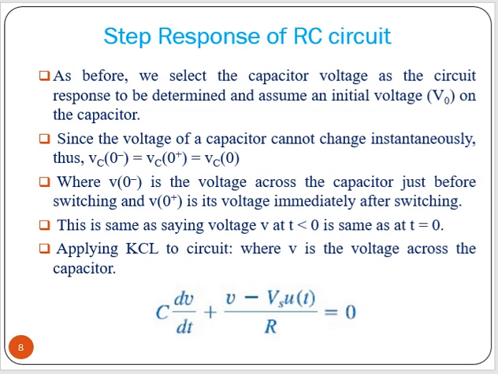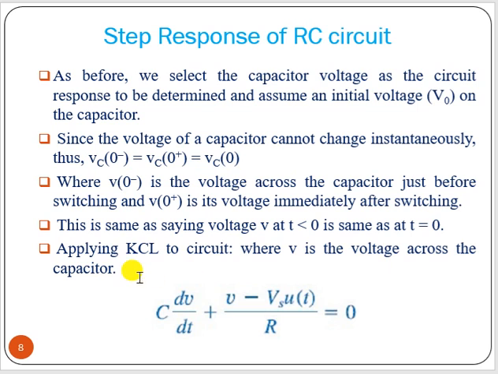Say we select the capacitor voltage as the voltage response to be determined for an RC circuit. So what we know from the previous lecture is that the voltage of a capacitor cannot change instantaneously. Thus we can say that Vc(0 minus), the value before switching, should be equal to Vc(0 plus), that is equal to V0, the initial voltage of the capacitor. So V(0 minus) is the voltage across the capacitor just before switching, and V(0 plus) is the voltage immediately after switching.